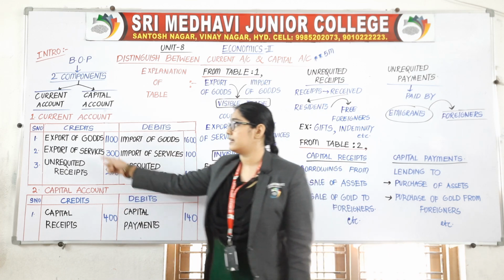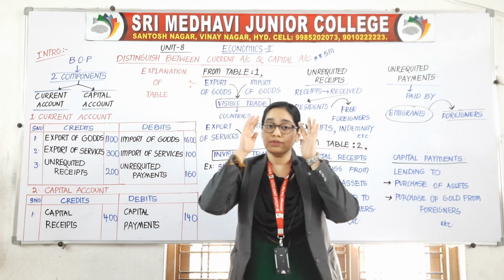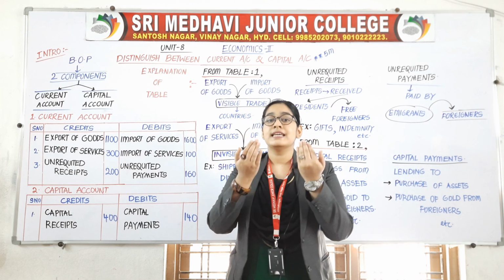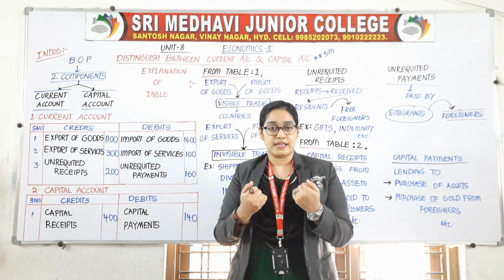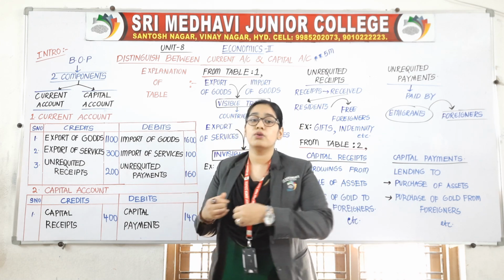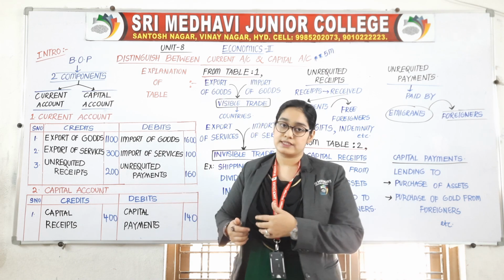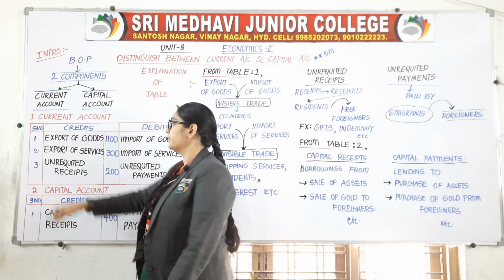So whenever you see credit, you just need to think that it is income. Credit means all incomes and gains. Debit means all expenses and losses. Expenses means what? Payments. Now let us see what's there here.